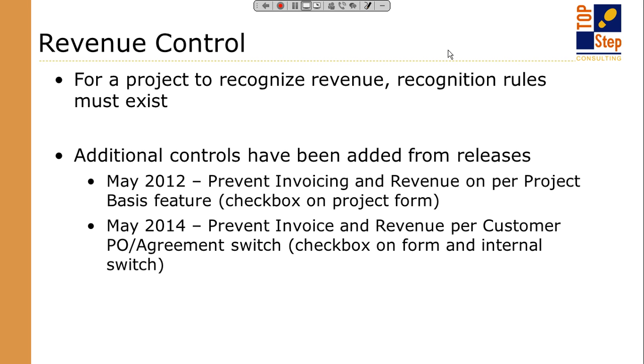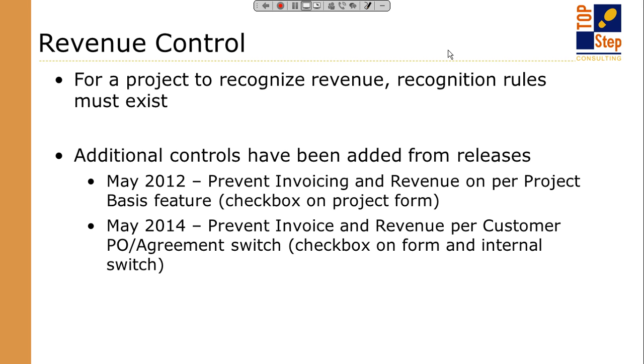But this release came up with a feature that allows you to mix and match. If you do have projects in a certain stage, maybe some of them can be recognized for revenue, some of them can't, depending on what your business process or business need is. So this feature came out so that you can actually, at each project, determine if it's something that can be invoiced and recognized for revenue.